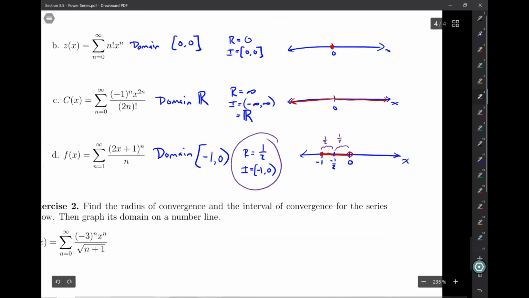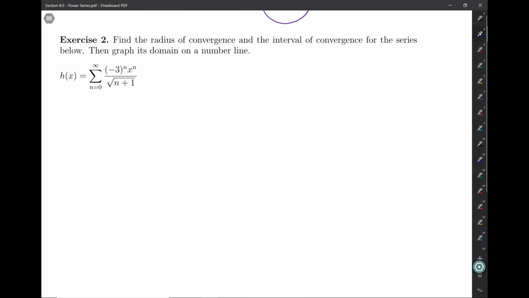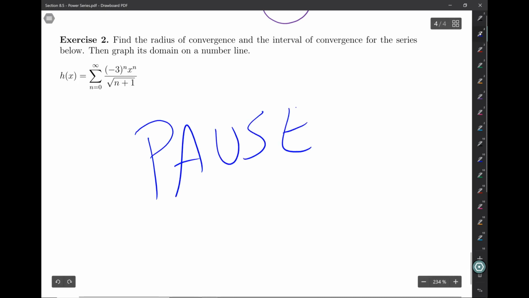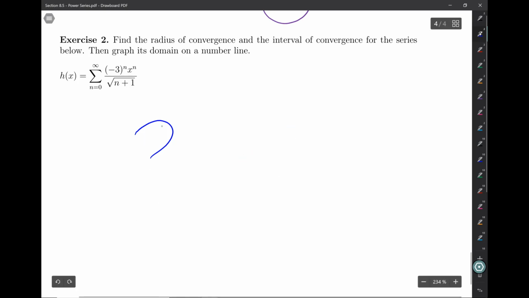So, here's how we can go through and find a radius of convergence and a corresponding interval of convergence. I want you to take a few moments for this last exercise. This is the same series as you had dealt with before. I want you to pause this video and try this one out on your own. Alright, so let's see how this last example works. Here's our exercise. Let's find the radius of convergence and the interval of convergence for the series below, then graph its domain on a number line.